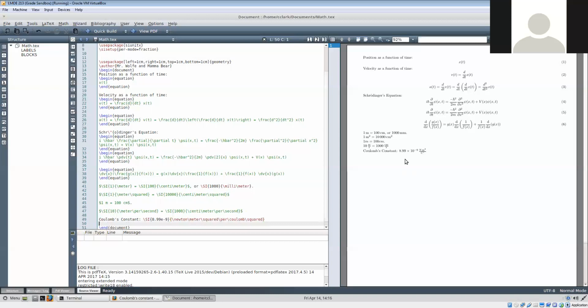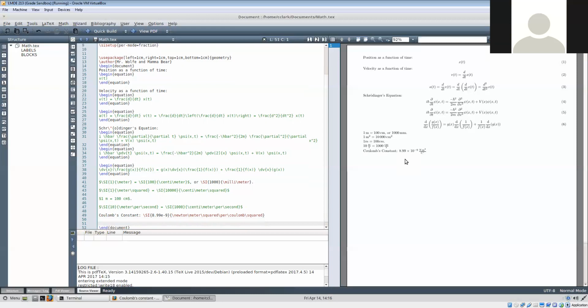Otherwise, if I was going to try to type this out without using the siunitx package, to get that superscript, I can't do superscripts outside of math mode. I have to be in math mode to do superscripts. So what I would do instead is open up math mode, do an 8.99. There's a command called times, which is that big X for the multiplication, times 10 to the -9. And then I also would have to stay in math mode to put the superscripts on the unit symbols. So I would do a fraction, a Newton, a meter squared, and in the denominator, it'd be a Coulomb squared.